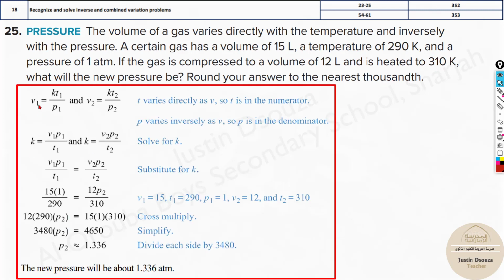Just like what we did a while ago, the constants are equal, right? Look at how it is varying: the temperature at the top, the pressure at the bottom, and then we multiply by the constant K of direct variation. Now move everything to the other side, you'll get V1 P1 by T1 equal to V2 P2 by T2. Just substitute all that is given over here. Everything is given. One value is unknown, that is the second pressure, right? Pressure is what we need to solve. So now take everything to the other side and solve it. Nearest thousandth means three digits after the decimal point. And the answer is 1.336 atmosphere.